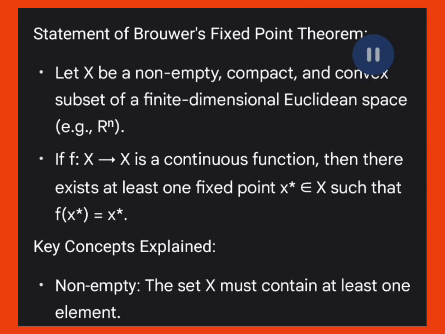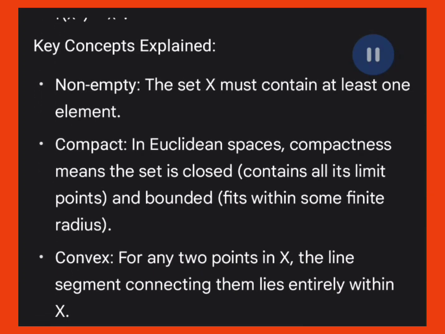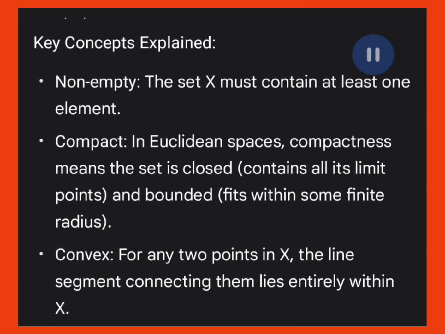Key concepts explained. Non-empty. The set X must contain at least one element. Compact. In Euclidean spaces, compactness means the set is closed, contains all its limit points, and bounded, fits within some finite radius. Convex. For any two points in X, the line segment connecting them lies entirely within X. Continuous function. Small changes in the input of f lead to small changes in the output.